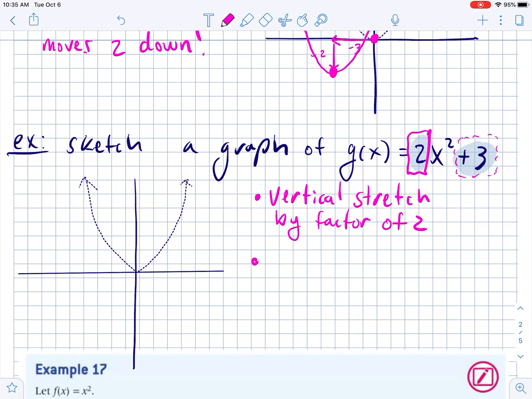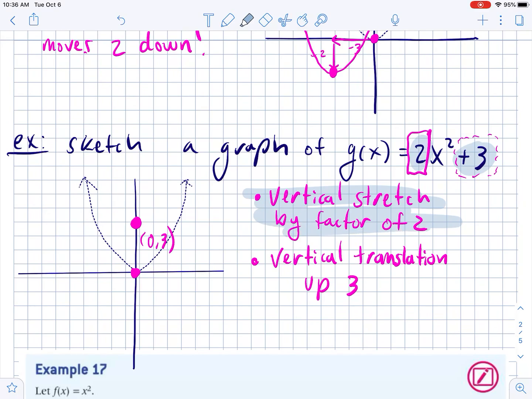Then this +3, that is going to be a vertical translation of +3. So up 3. So the vertex was at 0, 0, and then it's going to get moved up 3. So 1, 2, 3. It is now here at 0, 3. Now, the vertical stretch part means that your parabola has gotten a little bit skinnier. So rather than this classic parent function shape, it'll be slightly skinnier.